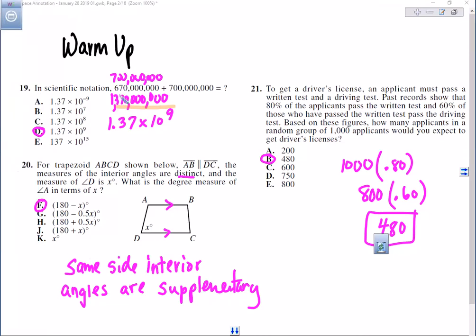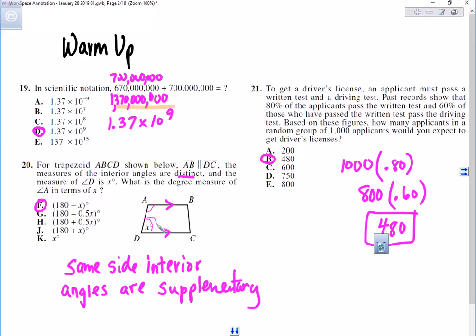Okay, so let's take a look at these. When we add these two numbers, we get 1,370,000,000. And so in scientific notation, what we do is we would count the number up to that first digit. Your leading digit is a 1, so it's 1.37 times 10 to the 9th because we would have to move that decimal 9 places.